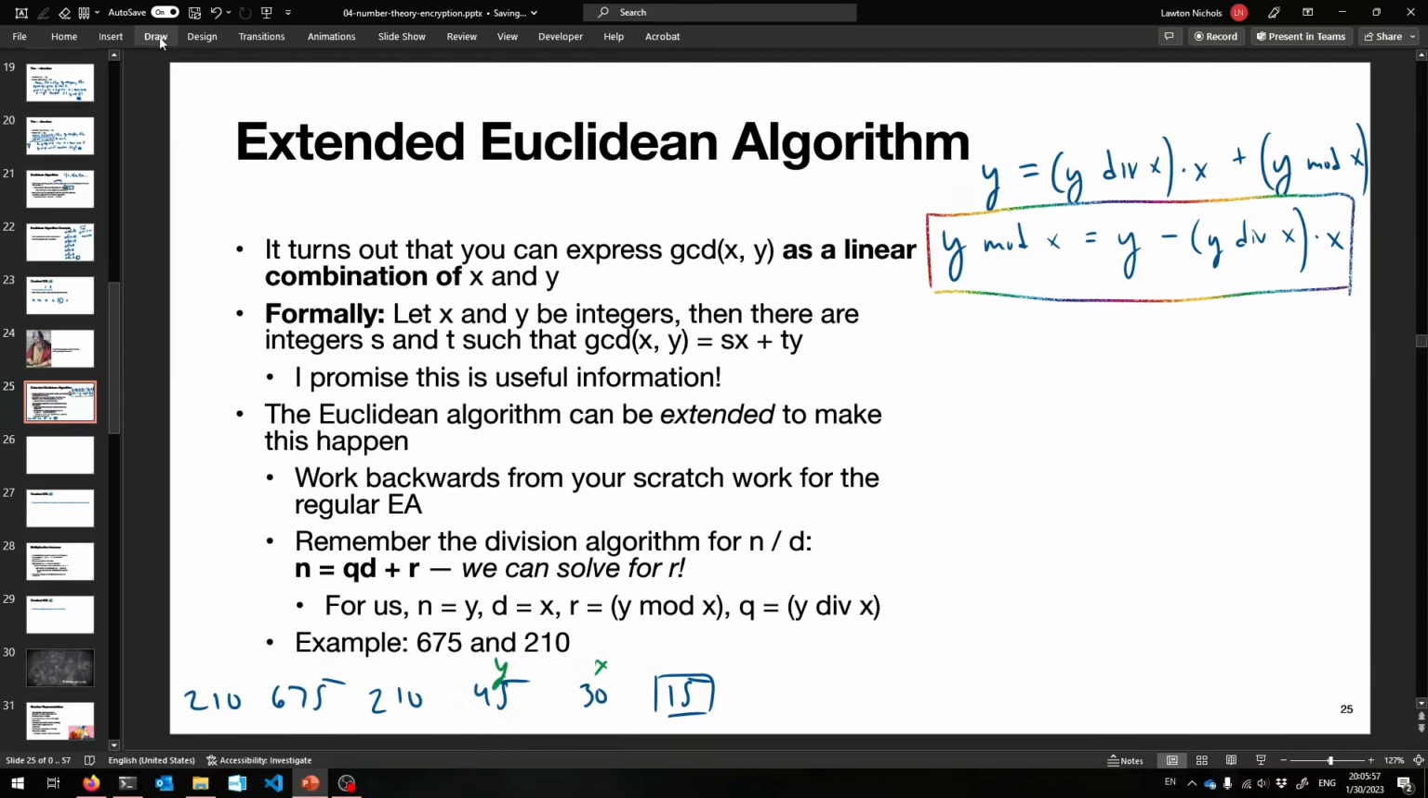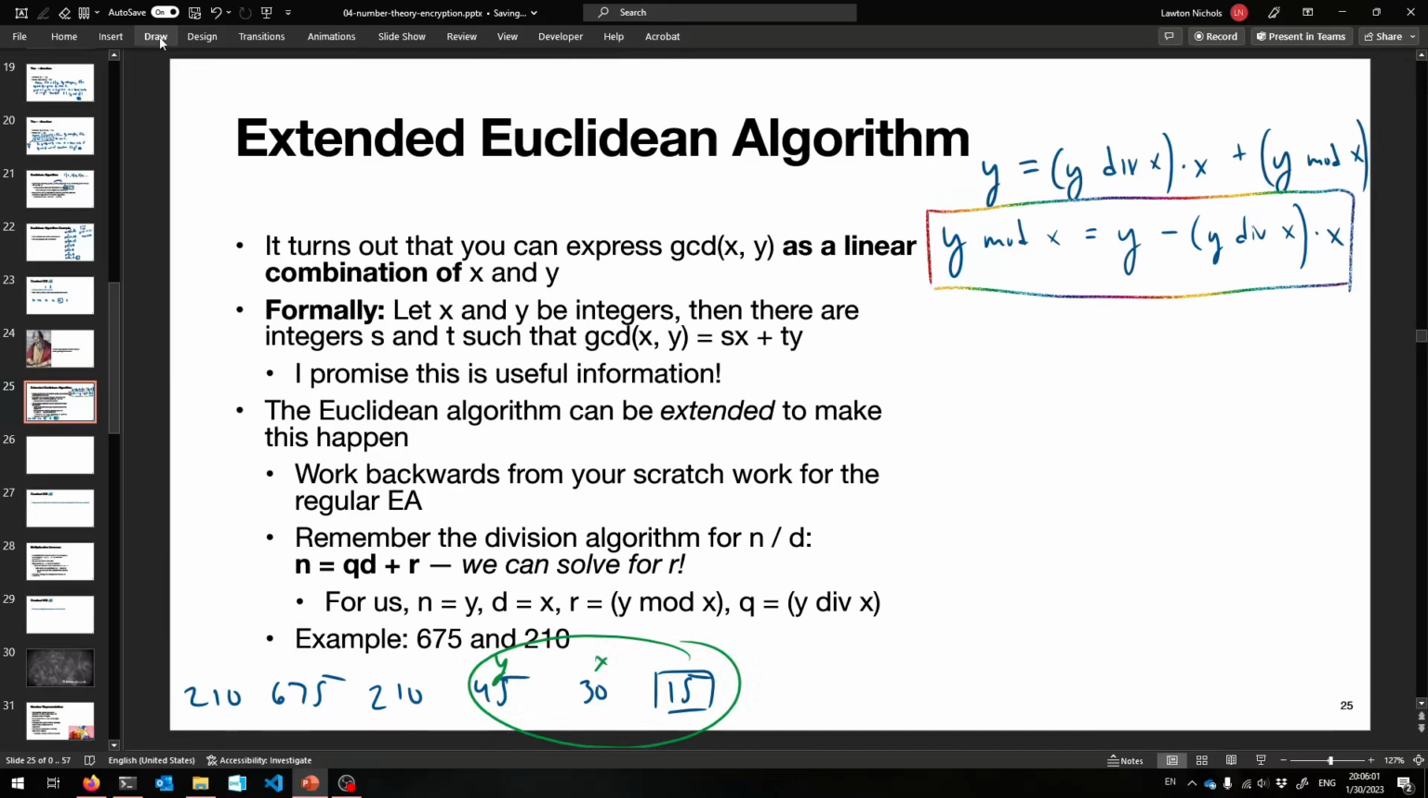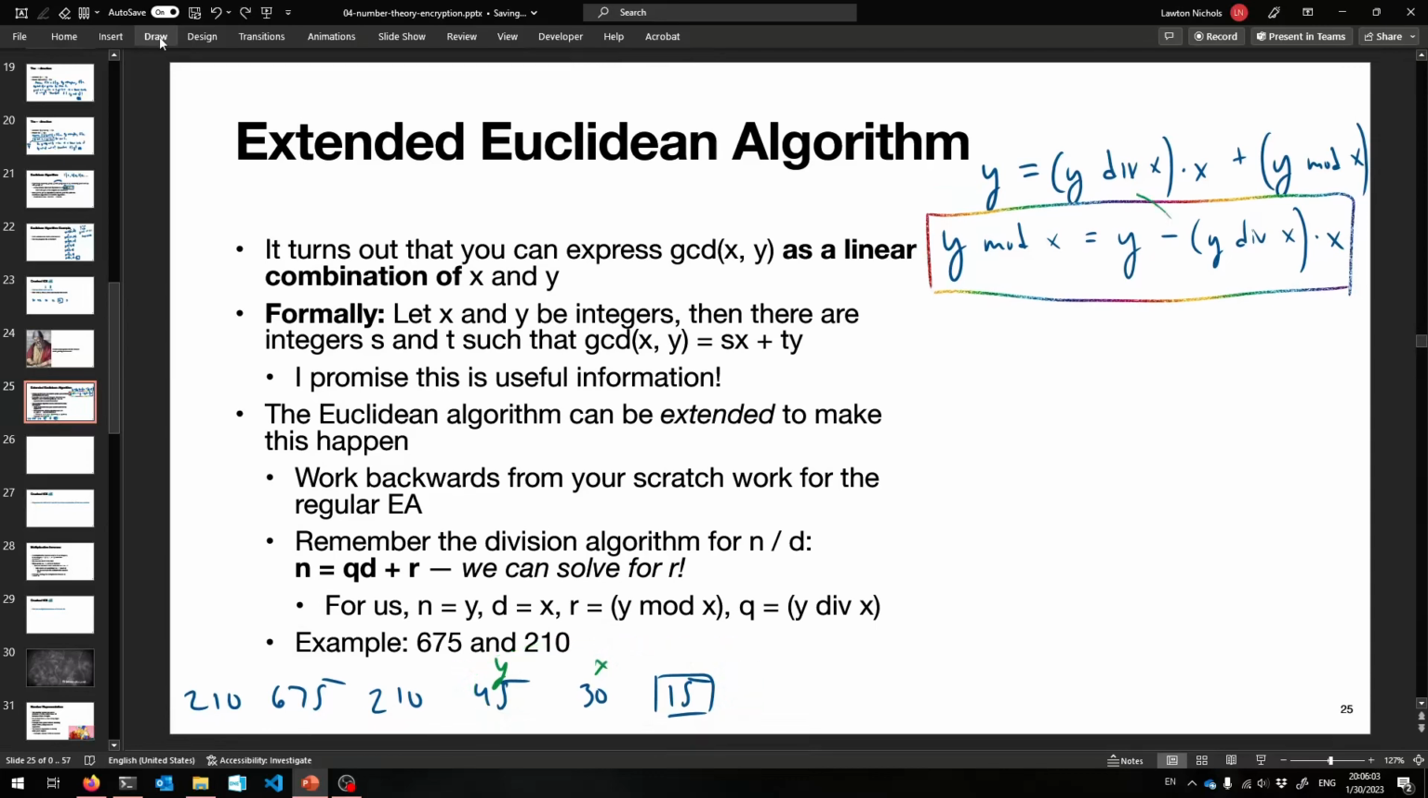We did y mod x to get the 15, and we can express 15 in terms of 45 and 30. How? Like this, our division algorithm, right? Let me use this equation first. So we did 45 mod 30. Using this, y is the 45. 45 is equal to, by the division algorithm, some quotient involving 30.